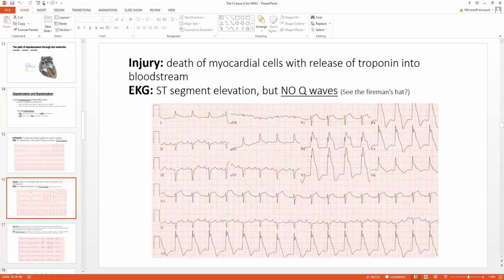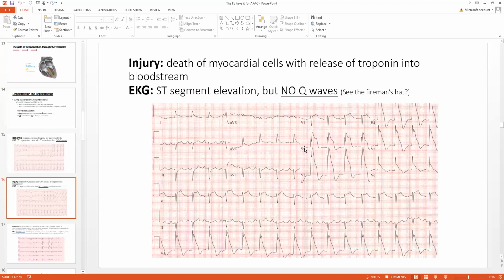All right. How about injury? Death of myocardial cells with release of troponin into the bloodstream. The EKG shows ST segment elevation, but no Q waves. So this is a hyperacute anterior infarction. No Q waves yet. Remarkable ST segment elevation. And do you see the fireman's hat? So look in lead V2.